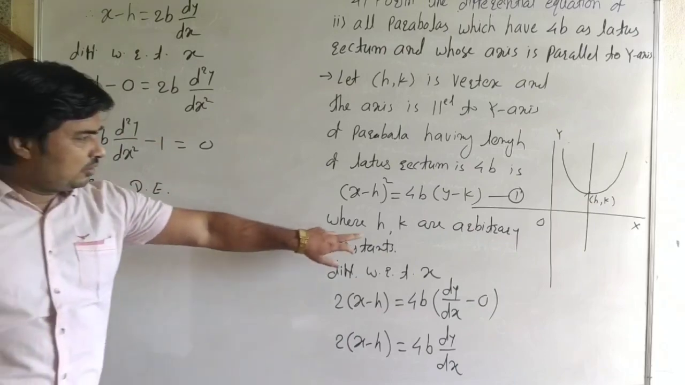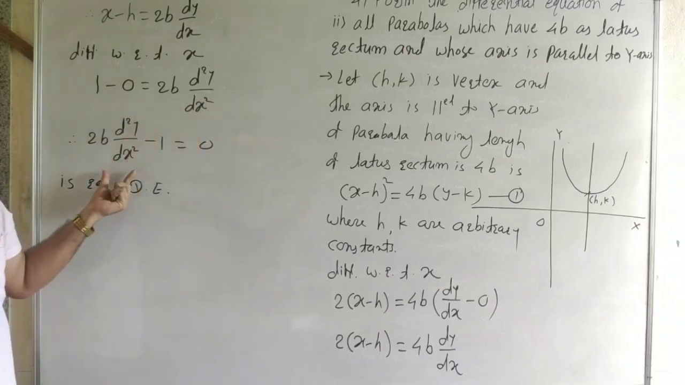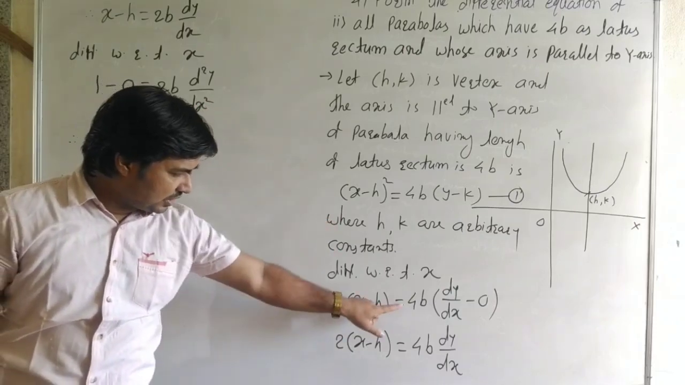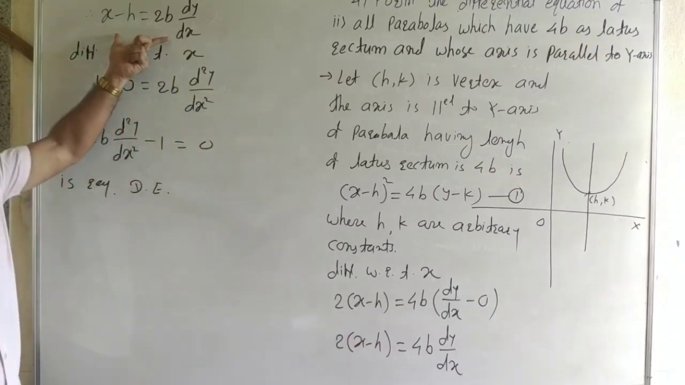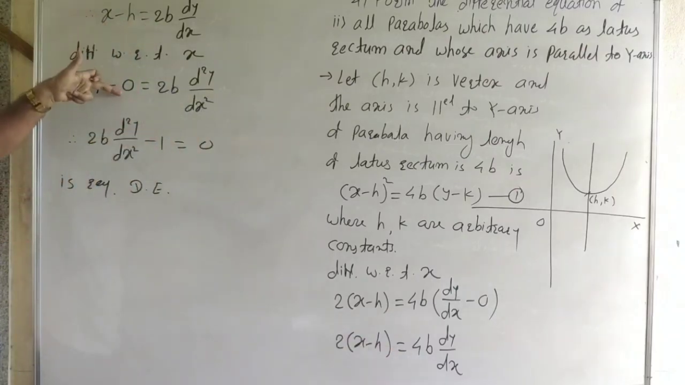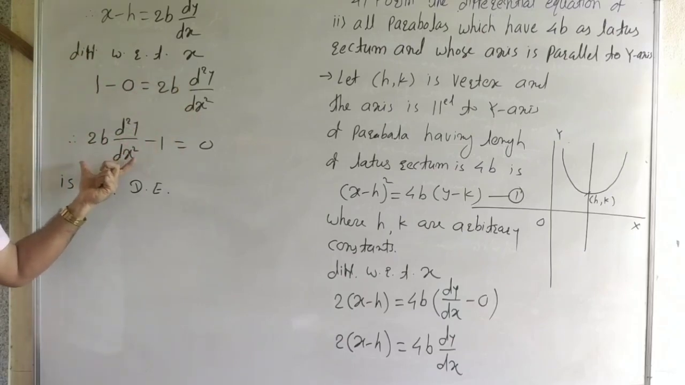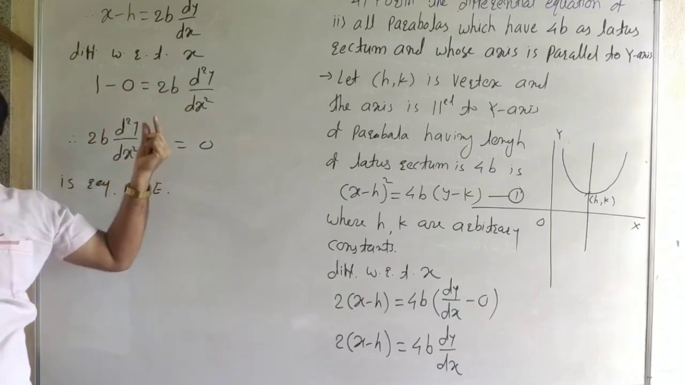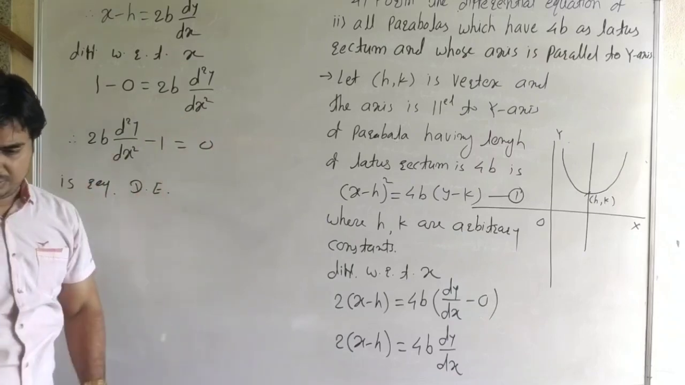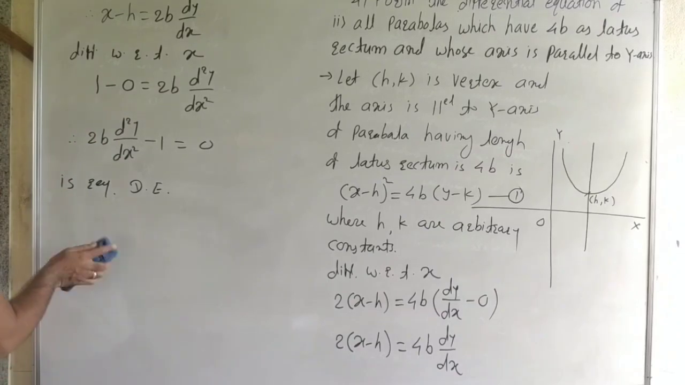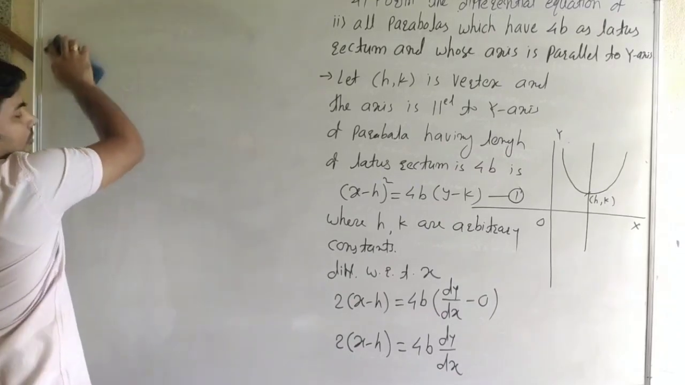Here there are 2 arbitrary constants, so we differentiate 2 times. It is d2y by dx2. The first derivative is this. Then the 2 gets cancelled, and we get this relation. Again differentiate, the second arbitrary constant is also removed, then 1 is equal to 2b d2y by dx2, and then 2b d2y by dx2 minus 1 is equal to 0 is our required differential equation. Now we see the next example.